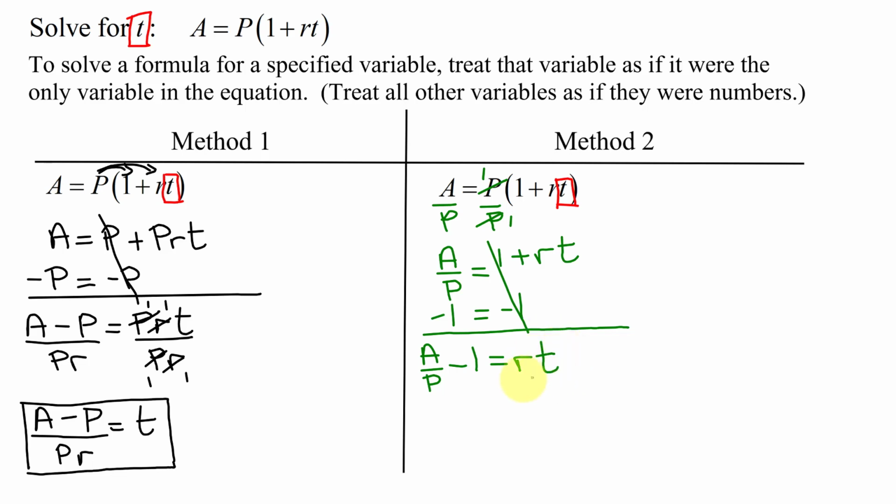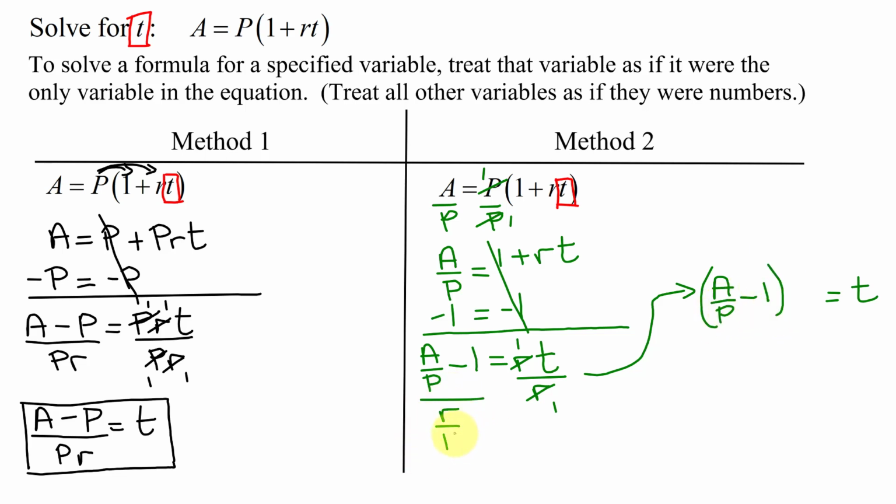Now to get t by itself, all I have to do is divide both sides by r. On the right-hand side, my r's reduce. I'm going to write my answer up here. So on the right-hand side, I just get t equals, but on the left-hand side, I have a complex fraction. So I'm going to turn the denominator of r into a fraction by dividing it by 1.